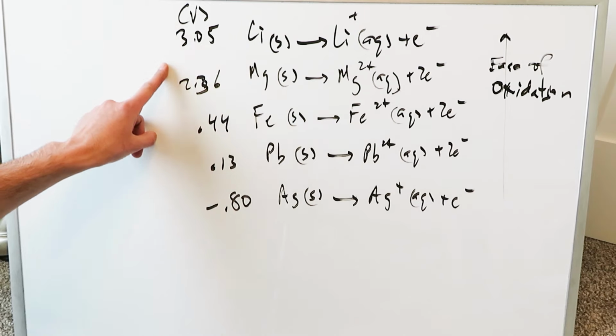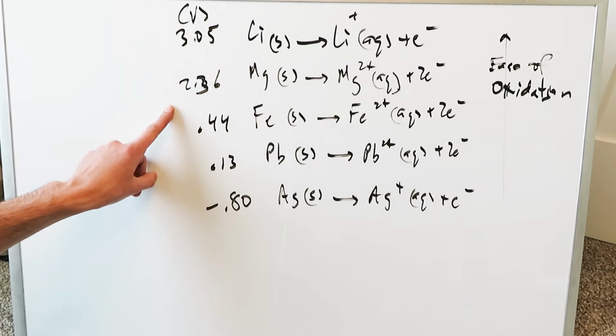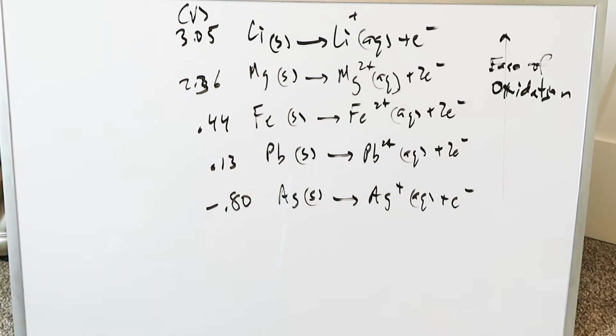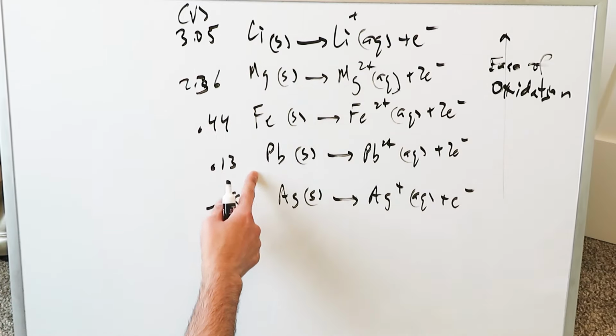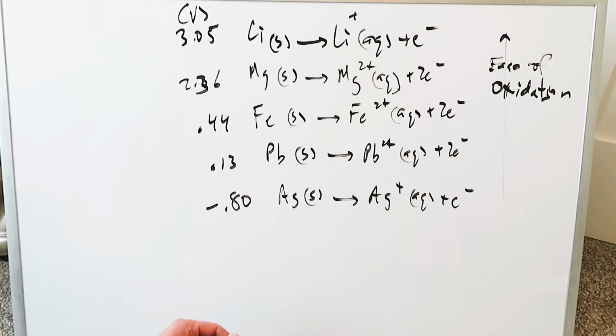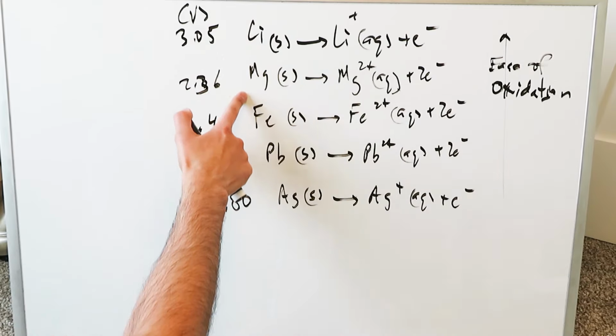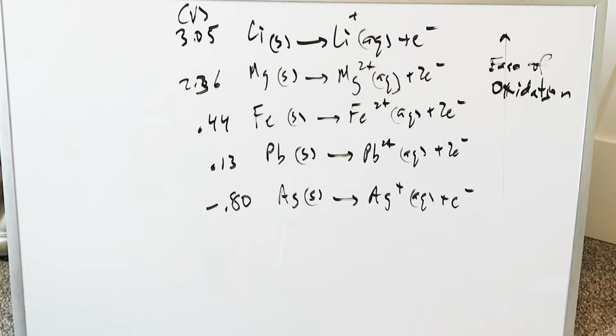For each of these half reactions, I have the voltage or the potential written. Positive usually indicates something which will be spontaneous. Negative indicates something which will not be spontaneous. When you're looking at everything over here going upwards, you have alkali earth, transition metals, and you have a noble metal over here. These are very reactive. As you get down and further here, you get less reactive.